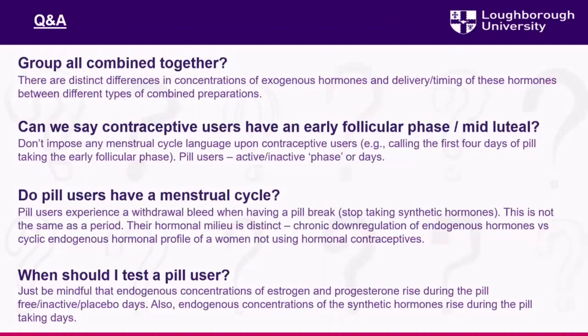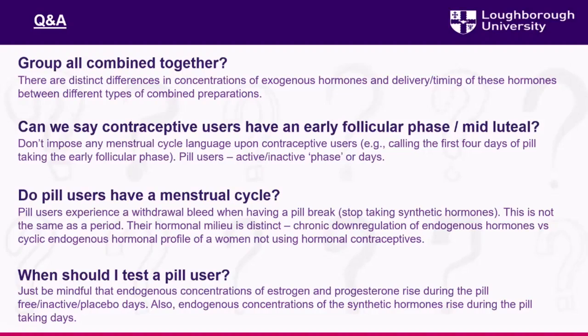And then just before I finish up, there are a few things that I've been asked before, and I thought they could be questions that people are now asking. Can you group all the combined preparations together? I've spoken about a few different things that are considered to be combined. That might be the pills, might be the patches. Can you just put them together and say, we're going to look at people that use combined preparations? The thing I would say to consider is that there are distinct differences in the concentrations of the hormones delivered with these different preparations. The type of estrogen might be the same, but the type of progesterone might be different and the concentrations might be different. So you just need to consider that.